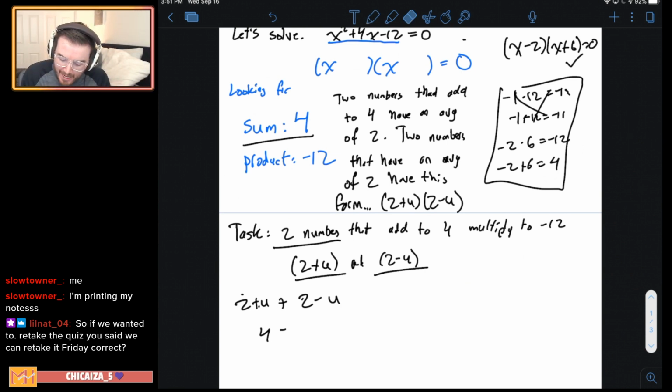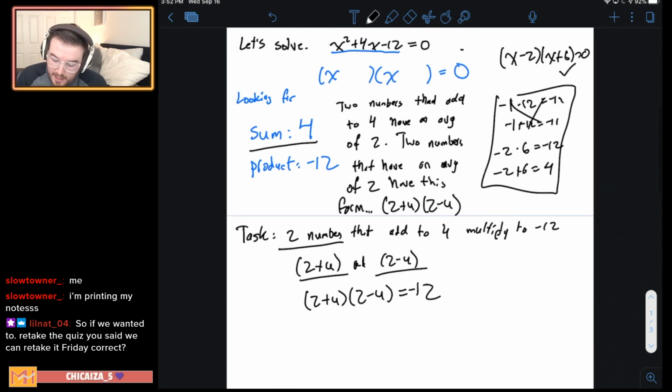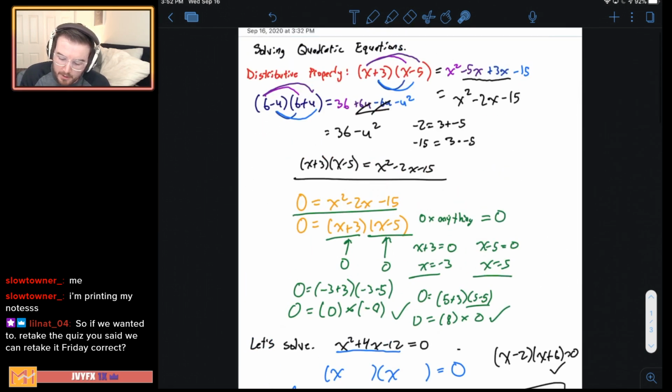Hopefully, right? So they add to 4, and we need them to multiply to negative 12. So let's do 2 plus U times 2 minus U, and we want them to multiply to negative 12. Does this right here look familiar? Because I wrote this problem up here like this for a purpose.